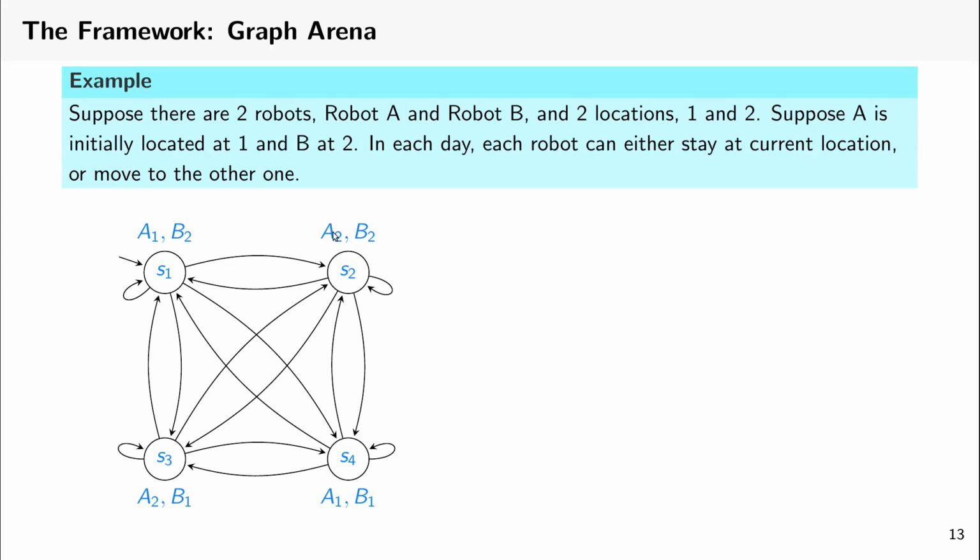So we have this kind of graph arena here. We have the initial state here, S1. A1 means that A is at location 1, B2 means that B is at location 2. And then at the next step, they can, for instance, have A move to 2 and B stay at 2. So we move from here to here. Each robot can stay or move to the other location, and we end up with this graph arena.